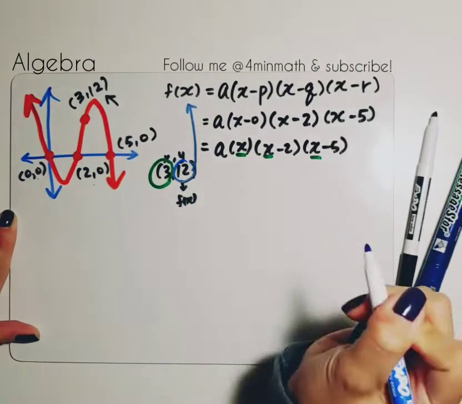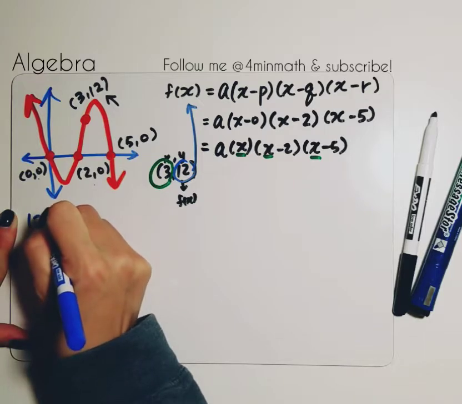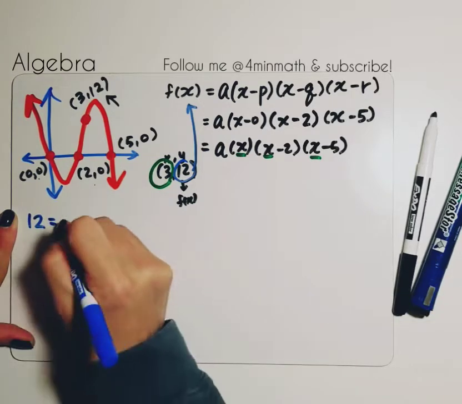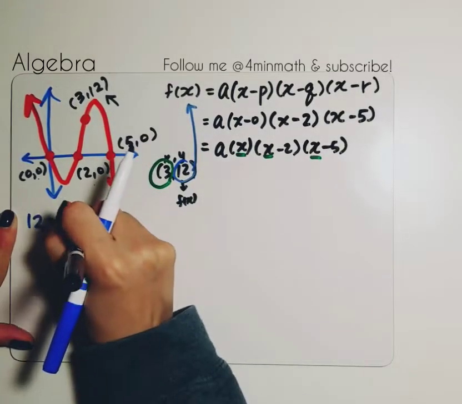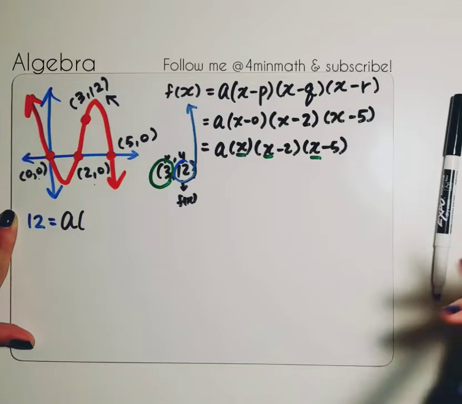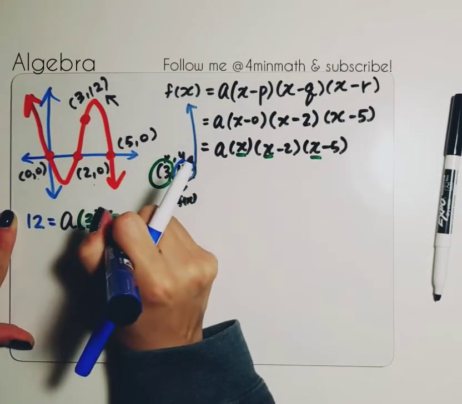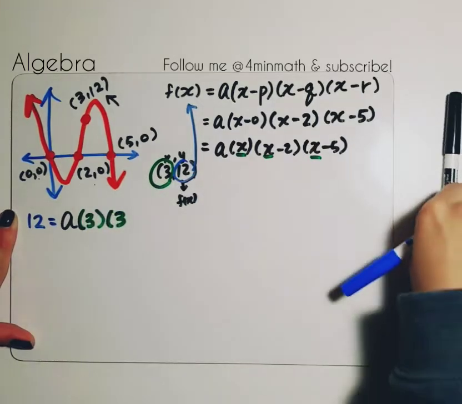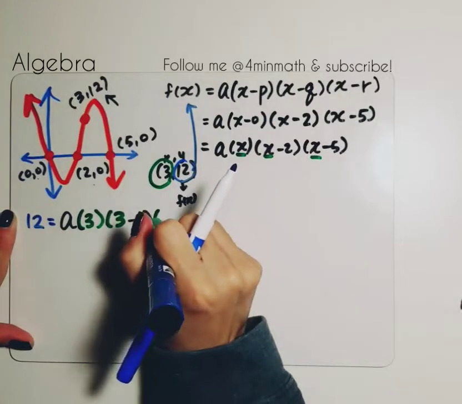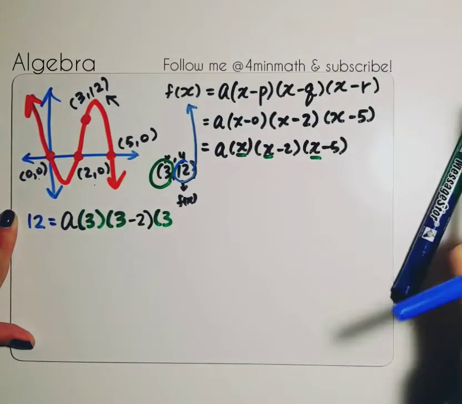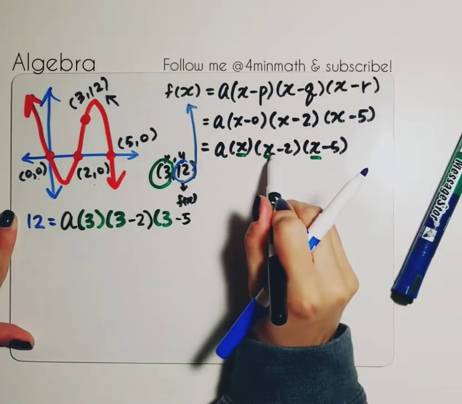So 12 is equal to a, we don't know what a is, times your x, which is 3, then times 3 minus 2, and then we have 3 minus 5. Your x's are right here.